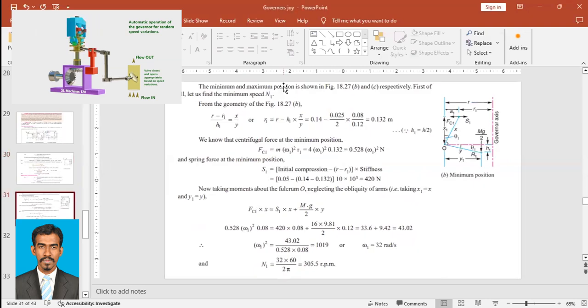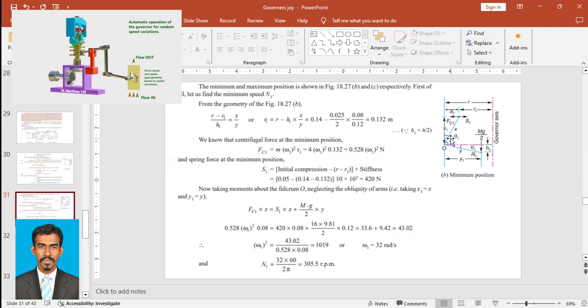The minimum and maximum positions are shown in this figure respectively. First of all, let us find the minimum speed. We need to find first the minimum, then the maximum, and then the range. So the minimum speed will be omega 1. Here is a diagram for that. At minimum speed the balls would be tilted inside, and the sleeve would be somewhere here.